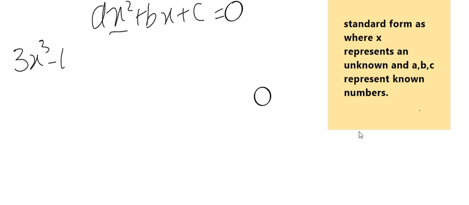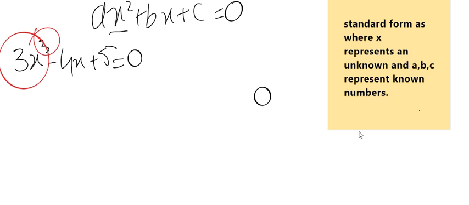3x cubed minus 4x plus 5 is equal to 0. Can you tell me whether it is a quadratic equation or not? We will say no, this is not a quadratic equation because the first term is raised to the power of 3, and it must be raised to the second power in order to be quadratic. In the second one we would have an example of a quadratic equation: 5x square minus 4x plus 2 is equal to 0.